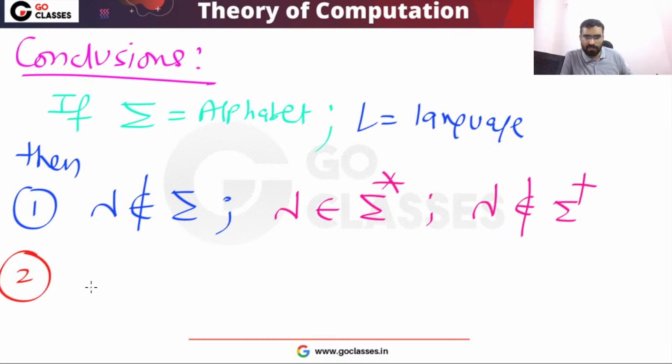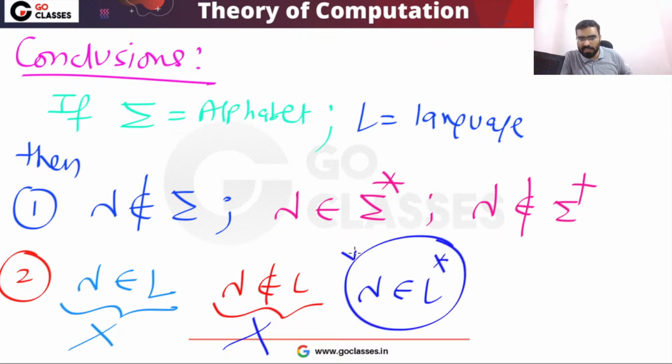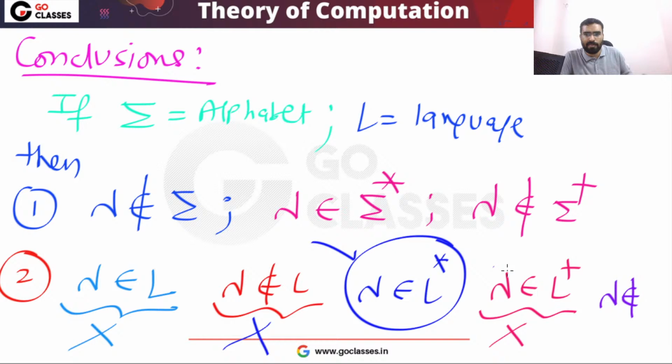The second point: you can notice this statement is wrong, empty string belongs to L. This statement is also wrong, empty string does not belong to L. Empty string belongs to L star, this statement is correct. Next, empty string belongs to L plus, this statement is wrong. And empty string does not belong to L plus, this statement is also wrong.